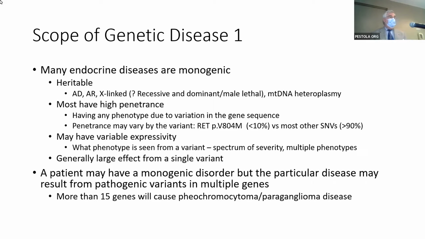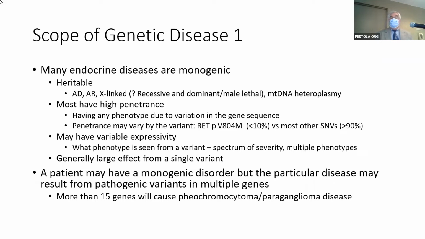Most monogenic disorders are high penetrance, which means that there is some component of the phenotype, not necessarily the entire phenotype, due to a variation in the gene. And the penetrance can vary. One good example, common RET sequence change, position 804 in a peptide, valine to methionine, only has 10% penetrance. But most of the other single nucleotide variants in that gene have greater than 90% penetrance, causing disease.